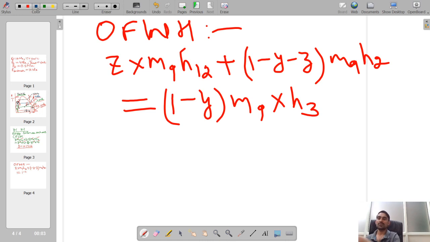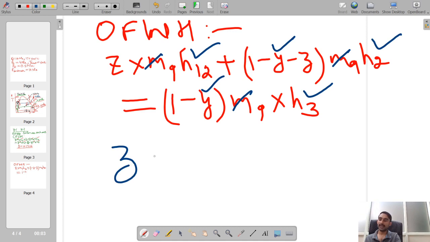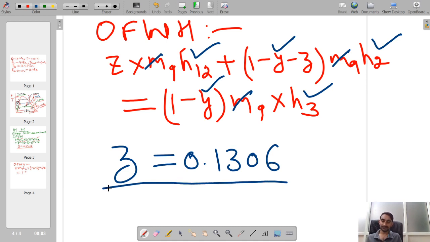Now once again also here if you see m9 will be cancelling everywhere. We know the value of H12, H3, H2, and we also know now the value of Y. So if we substitute all these values, finally we will be finding that our Z is nothing but equal to 0.1306. Okay. So now we have come to know both the fractions whatever we have extracted. So now our next task is to find out the efficiency.